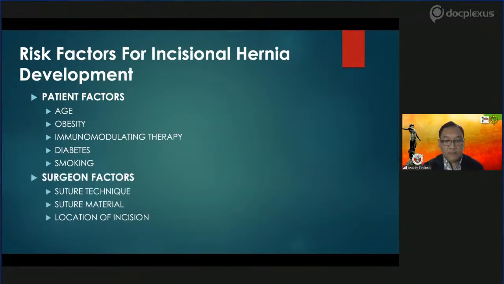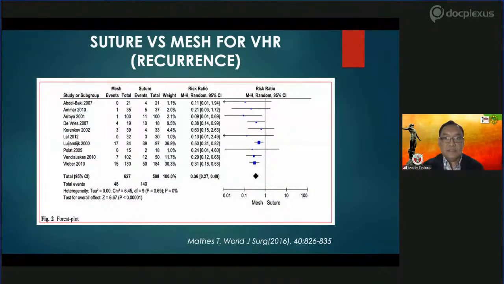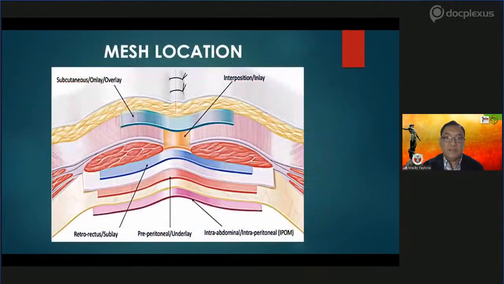For the surgeon's factors, the suturing technique of the surgeon matters, the material that he decides to use, as well as the location of the incision. So this is just a slide to show you that definitely mesh repair has an advantage in terms of the management of incisional hernias. And in this consensus publication from the IHC, it basically tells us that there are several places where we can put in the mesh, and the most popular placements of the mesh are probably either the sublay or the underlay or the IPOM.